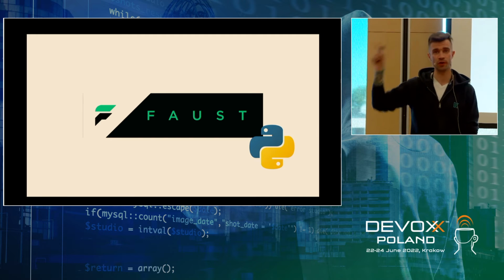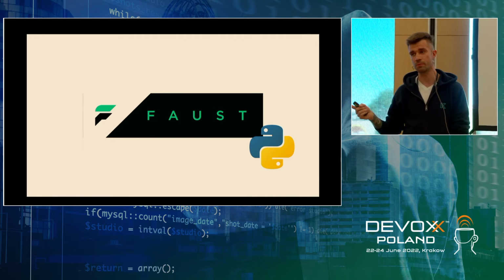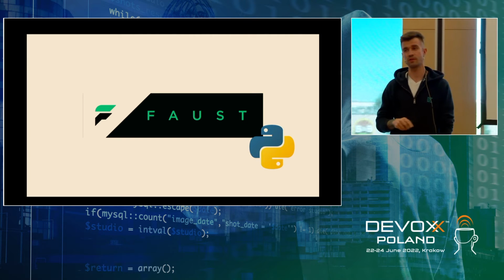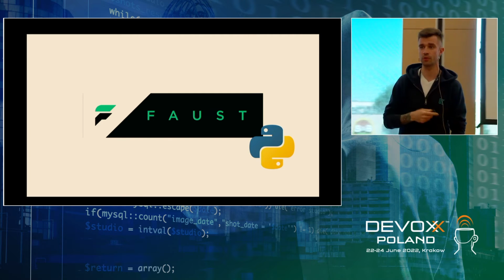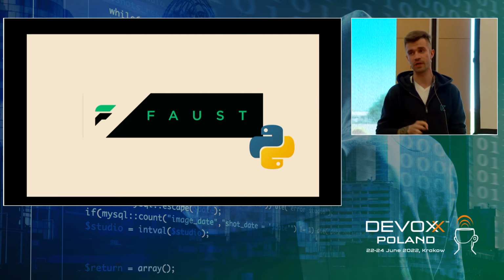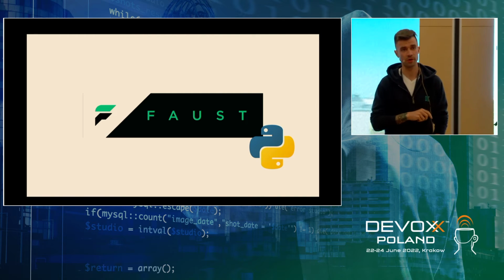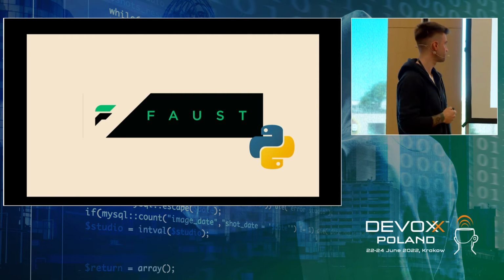I recommend a fork, which is called Faust Streams, because the official library, the original library, is not well maintained, and it has some bugs. So Faust is the name of the library, but I recommend the fork, Faust Streams.